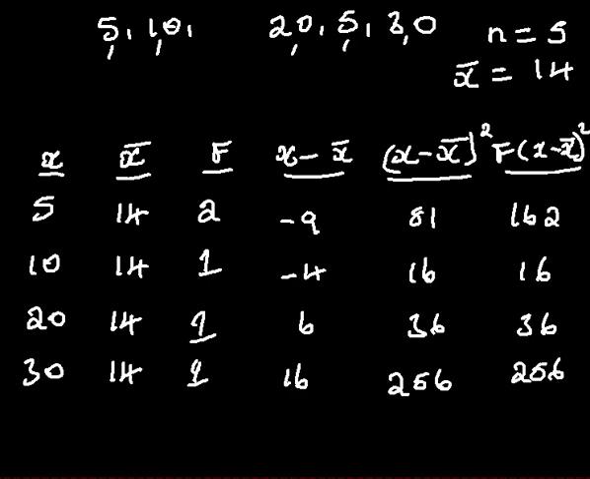And from there, we should have the summation of this column. That will give us the value of n. So in this case, we'll have that as 5. So that is the value of n.